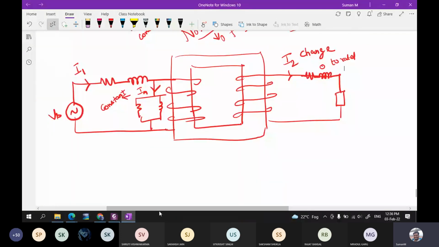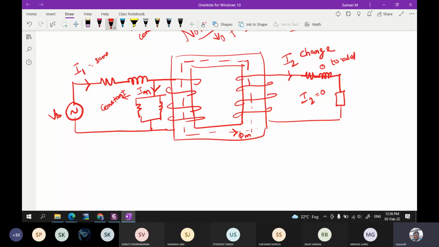Now let us see what will happen from no load to full load current, and how the primary gets to know that there is some increase in load. Now this is the mutual flux. This phi m is constant as long as this Im is constant, right? Now I2 is equal to 0, Im is having some value, because you need to have the magnetization part.